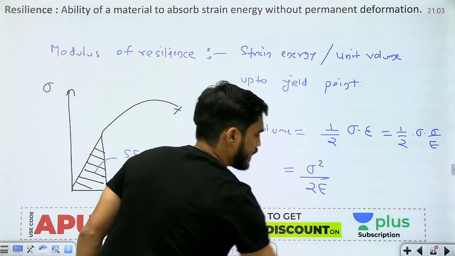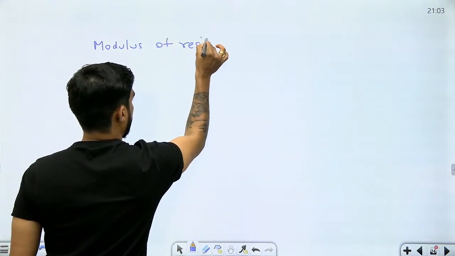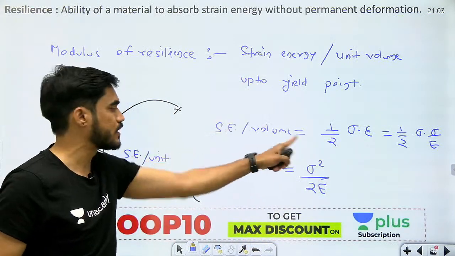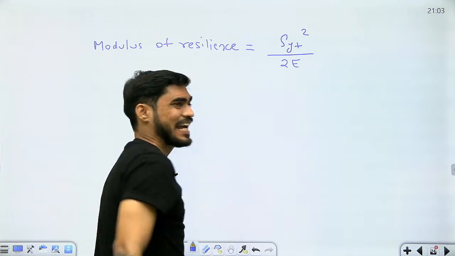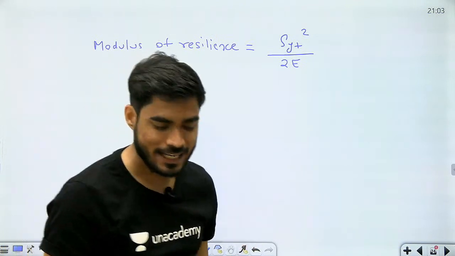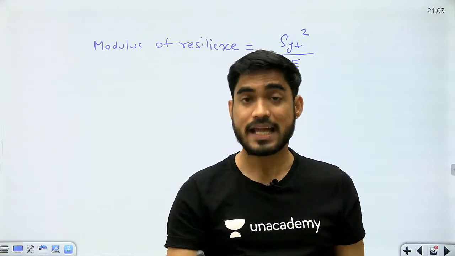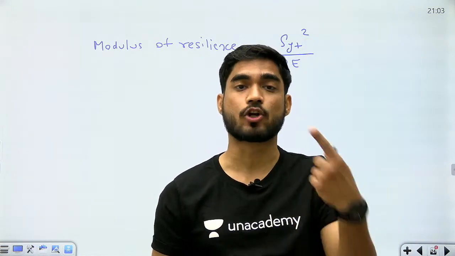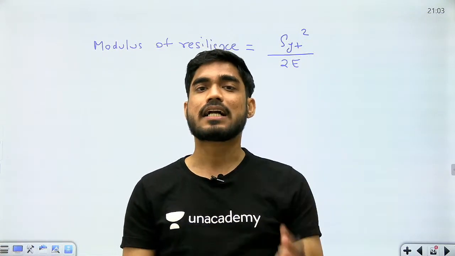So what will be the modulus of resilience? Modulus of resilience will become, sigma will be what? Up to yield point, sigma will be SYT. So it will become SYT square by 2E. This will be modulus of resilience. So beta, if this value is very high, then the material will be able to sustain more amount of impact load. The higher this value is, the more impact load the material can sustain.